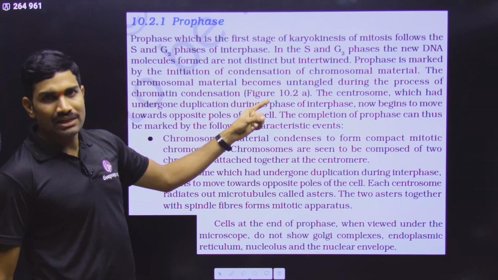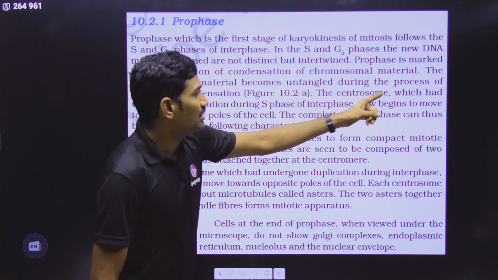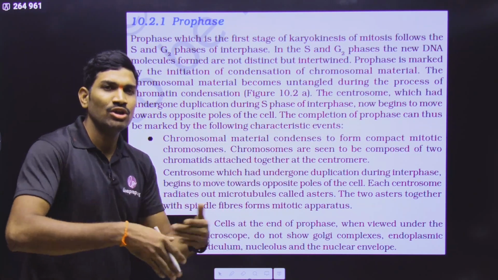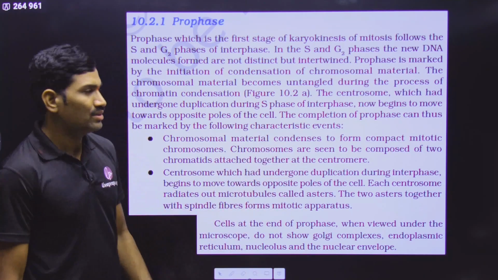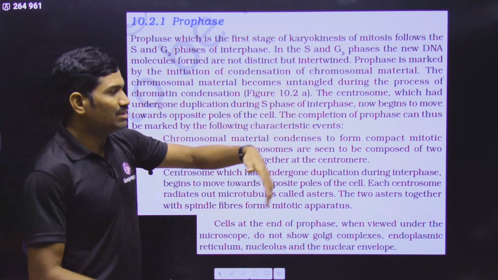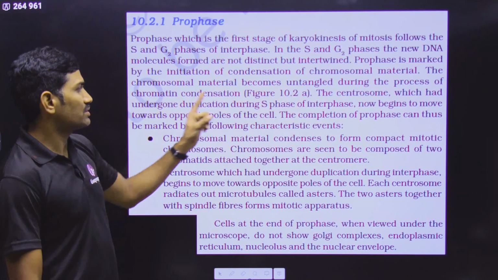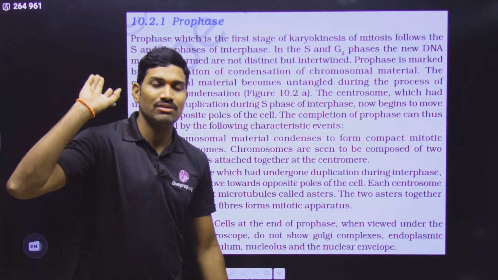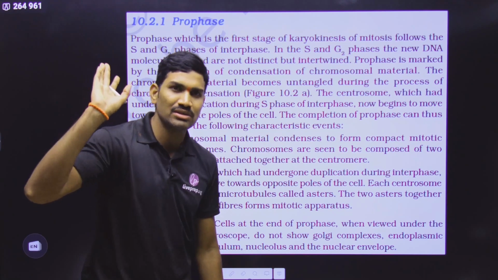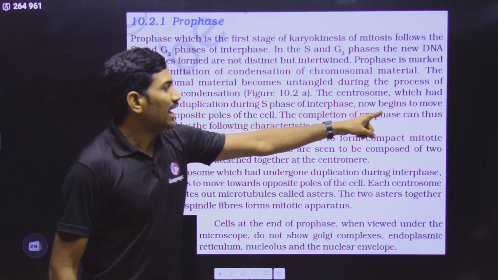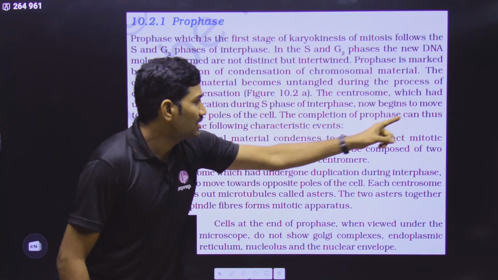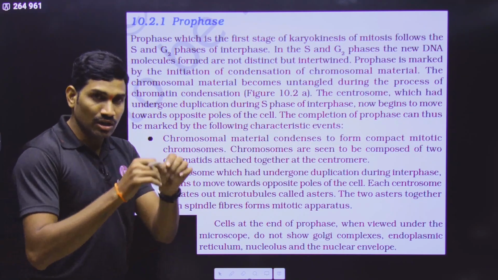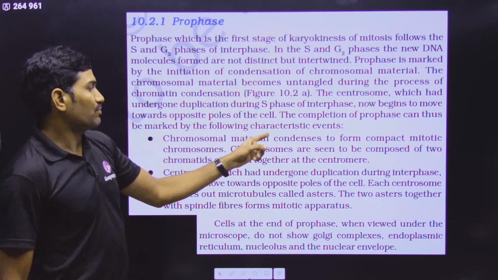The chromosomal material becomes untangled during the process of chromatin condensation. So chromatin will undergo condensation, so slowly trying to become chromosome. So they are separated from each other. Untangled means separated from each other during this process. The centrosome, which had undergone duplication in S phase, there it got duplicated, and now in prophase, begins to move towards opposite poles. There it duplicated, but now it is moving to opposite poles in prophase.